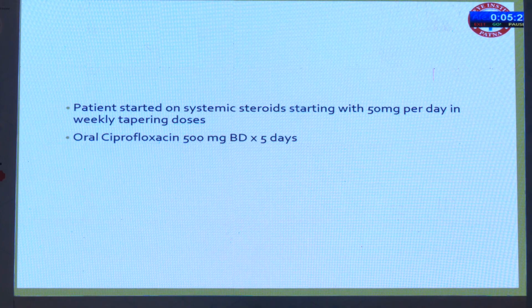The patient was started on systemic steroids, starting with 50 milligrams per day in weekly tapering doses, and oral ciprofloxacin was also added, 500 milligrams BD for 5 days.